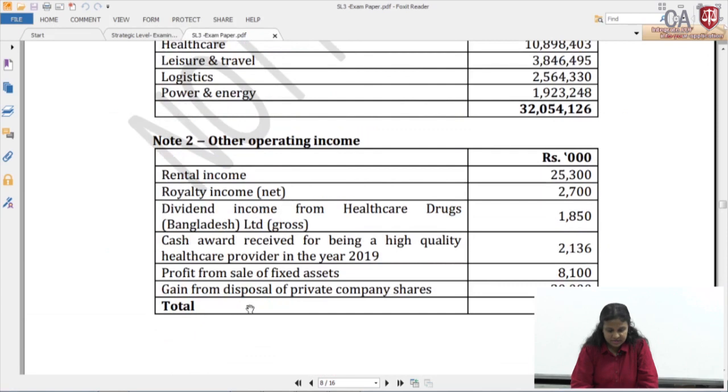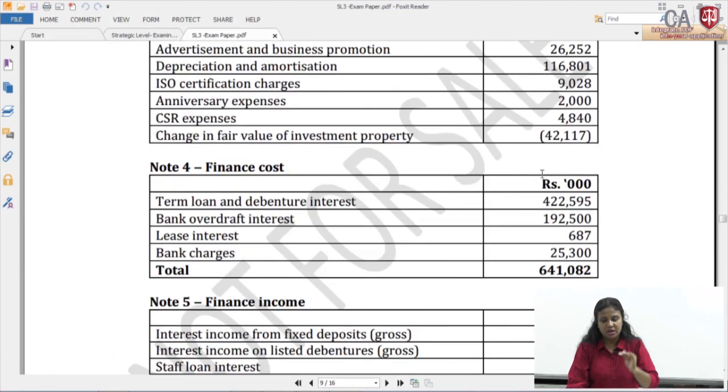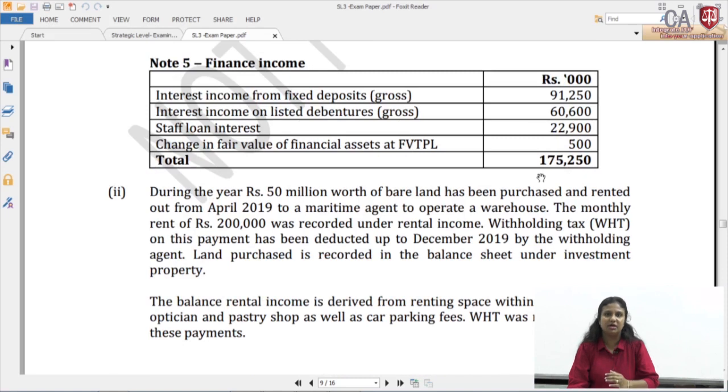Under the other operating income, the rental income is 25,300,000. In this, 200,000 into 12 goes to the investment income, and the withholding tax of 10% for the 9 months is a tax credit. The balance rental income is effectively connected to the business. Why am I telling you all these three? When you are reading the adjustment, don't wait till the last moment to do the adjustment in one go.